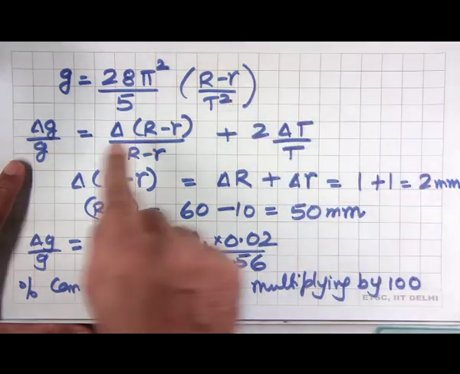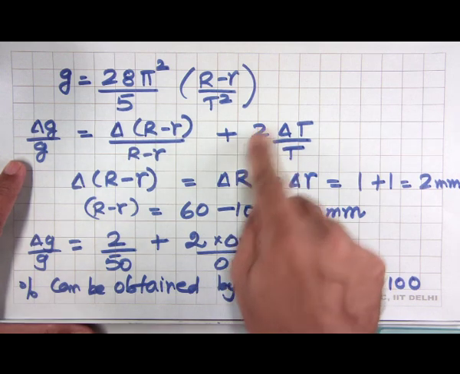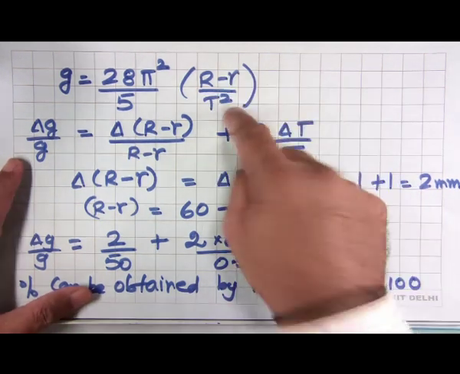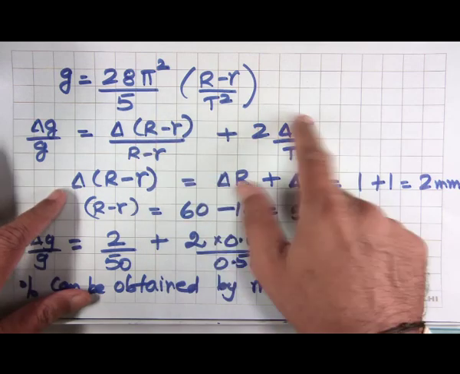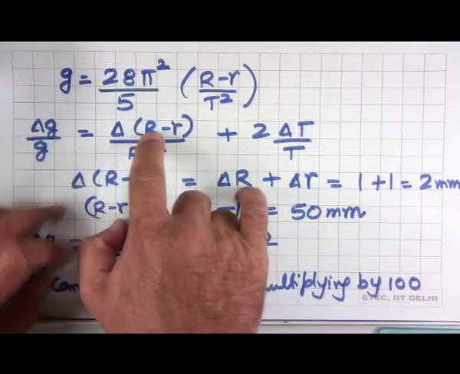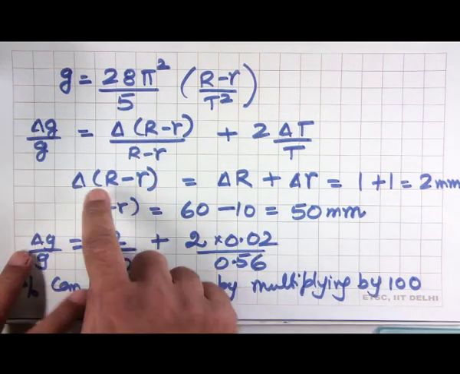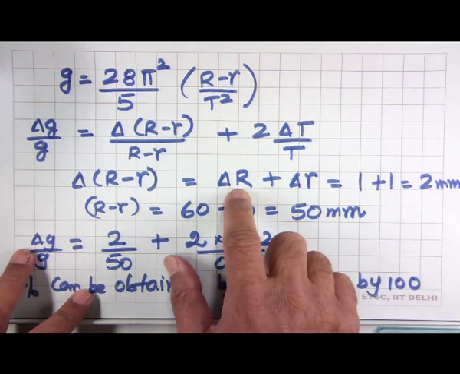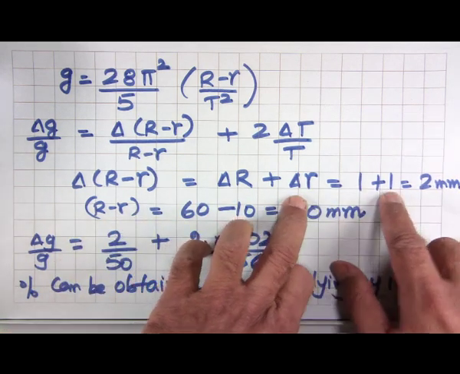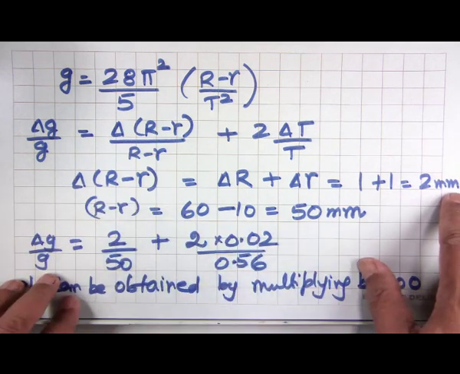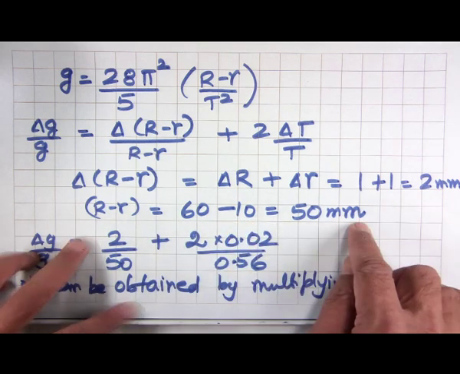So, this will be equal to error in R minus r divided by R minus r, plus, for t square, 2 times delta t by t. If you recall the rules we had seen, whether it is multiplication or division, we always add up the relative errors. So, this is delta G by G. Now, let us work out the error in R minus r. This is a quantity which is a sum or a difference. So, the error in R minus r will be equal to delta R plus delta small r. Delta R was given as 1 millimeter, delta small r was 1 millimeter. So, the total error in R minus r will be 2 millimeters, and R minus r was given as 60 minus 10, so this is 50 millimeters.